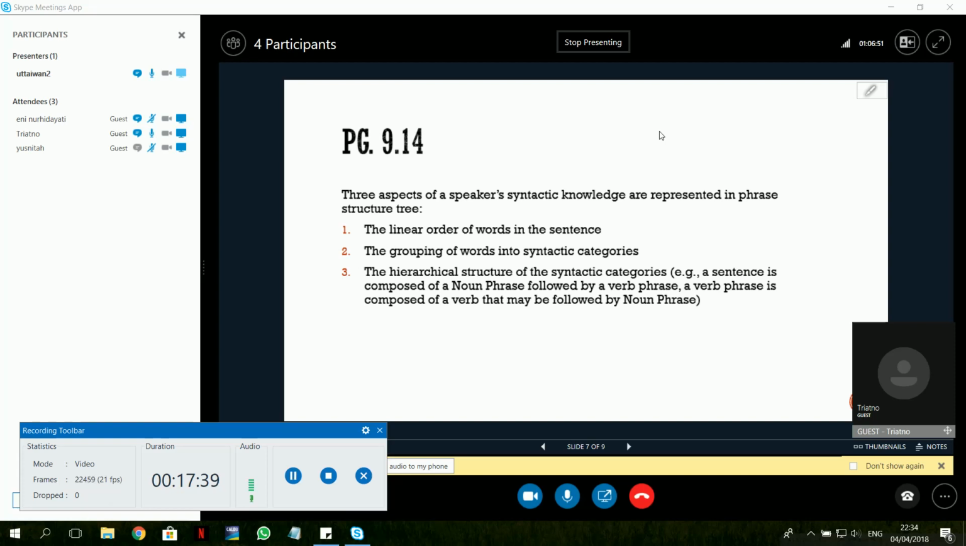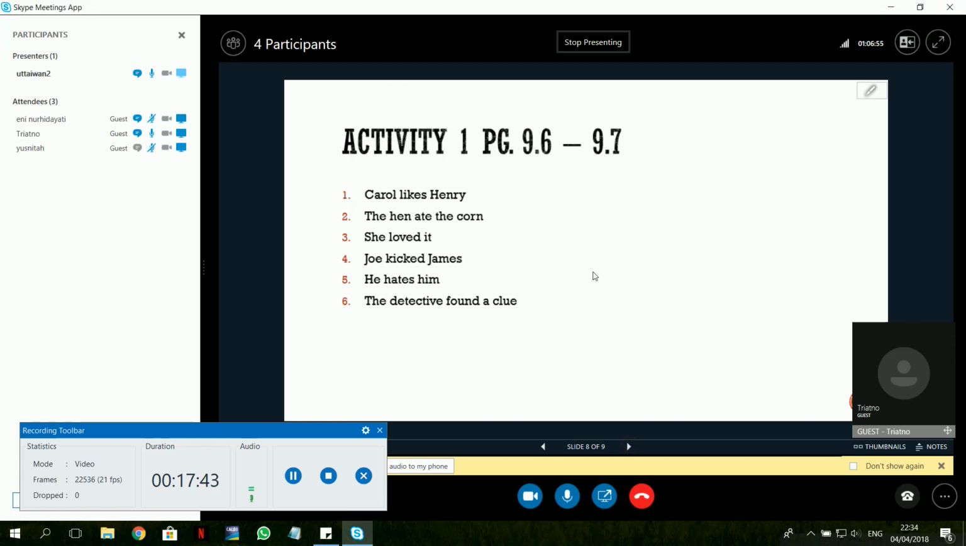Next we are going to discuss the activity 1 on page 9.6 until 9.7.